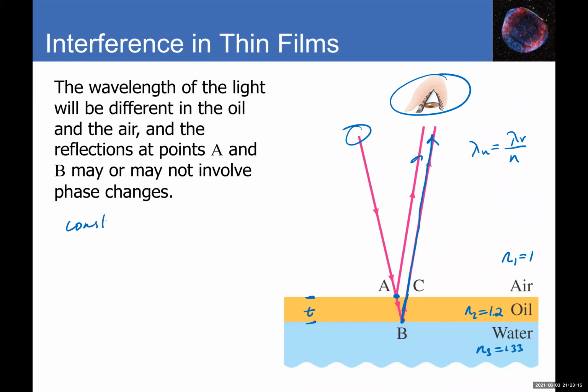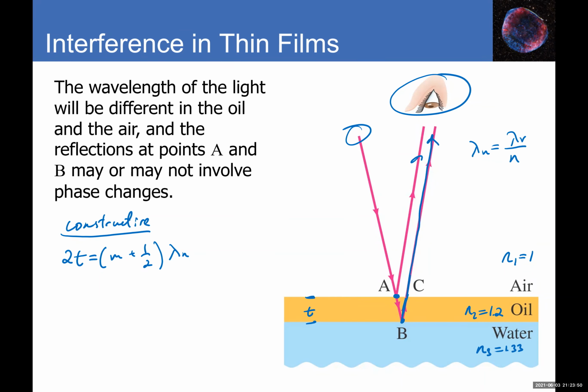For example, for constructive interference, the condition will be when the light going this distance 2t, it goes down t and comes back t, so it covers this distance 2t, when 2t equals m plus 1 half times lambda n. This will basically be the condition for constructive interference.